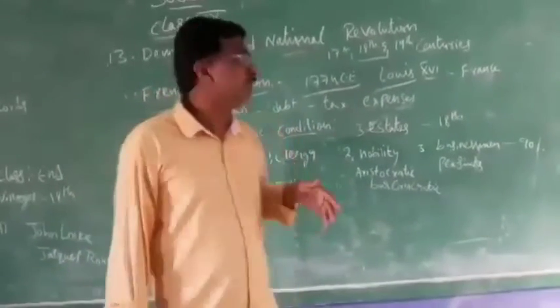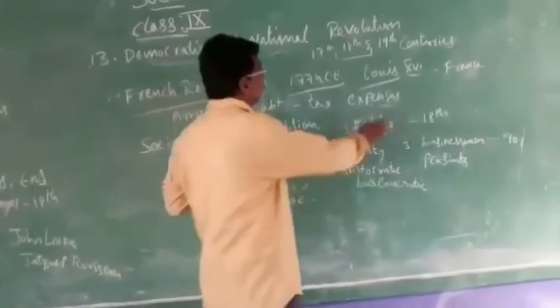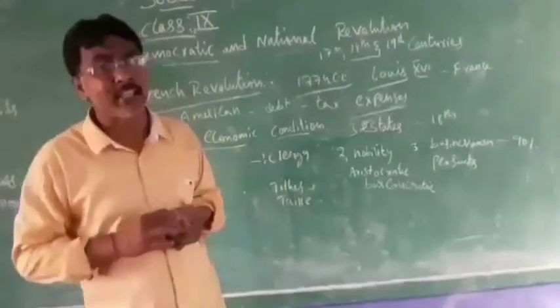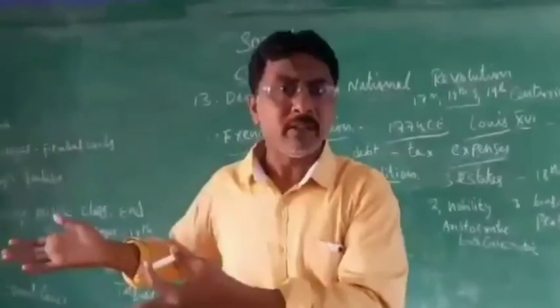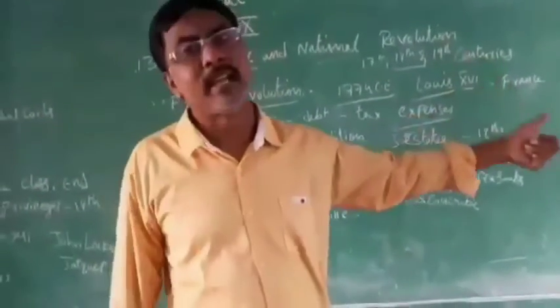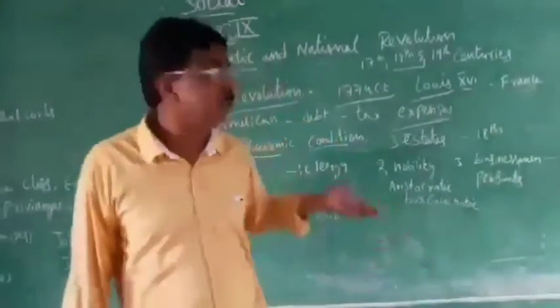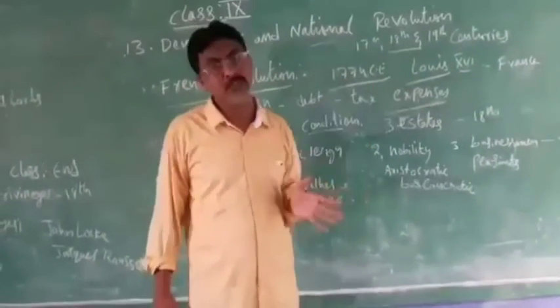So the problem happened in France, and heavy expenditures were incurred. So what happened? They started imposing more taxes. Money was not there with the government. So to raise the money, what did they do? They increased the taxes. Why? Because it became very difficult to maintain the army.